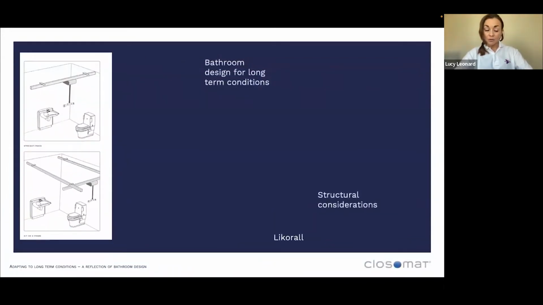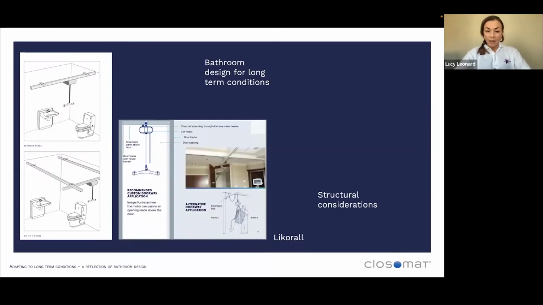When we're thinking about the structural considerations as well, and we're not experts in the structure of buildings, but it's important to know this sort of thing. If somebody potentially might require a hoist in the future, we need to think about the joists and whether they would be strong enough to take a ceiling track hoist in the future, and if not, can we strengthen the joists so that when it does come to the point where somebody needs a ceiling track hoist, it can easily go in. And the other thing is, how does a ceiling track hoist go from room to room?